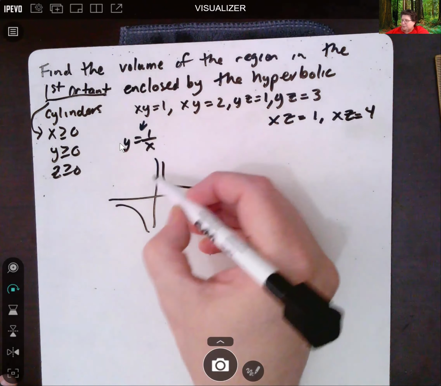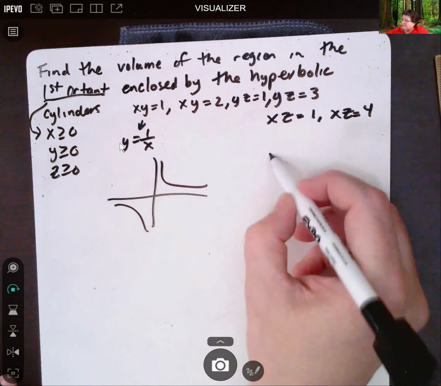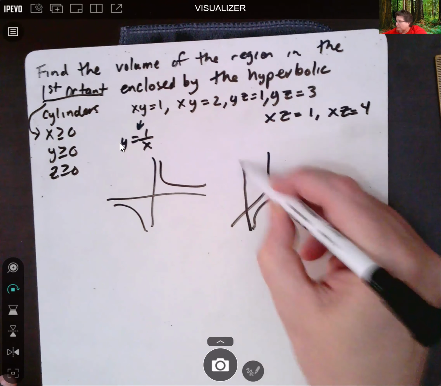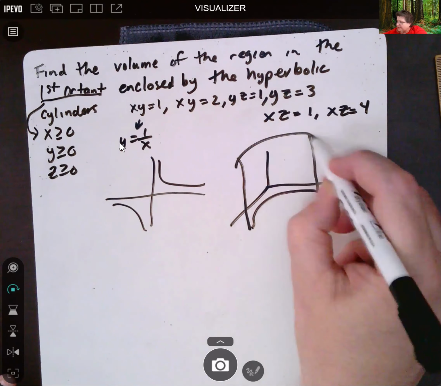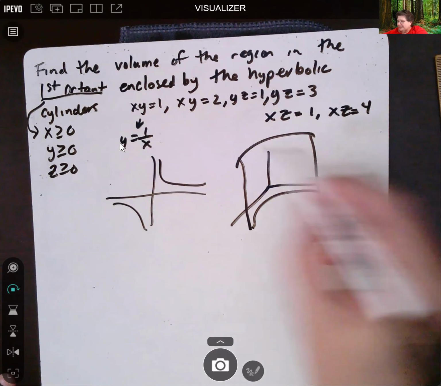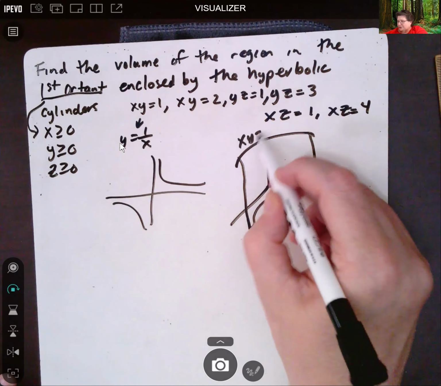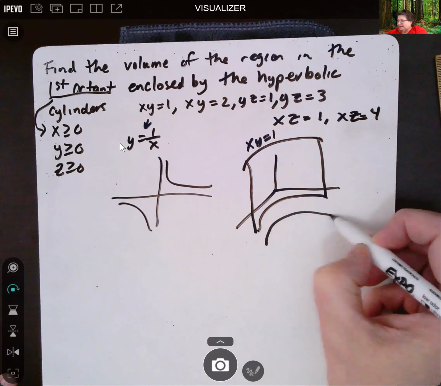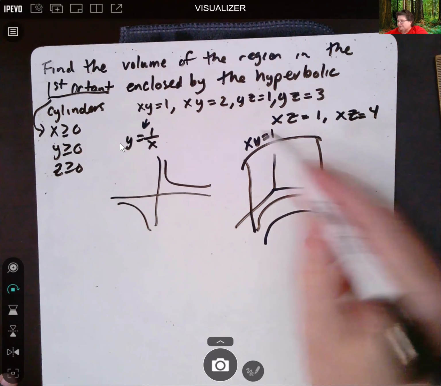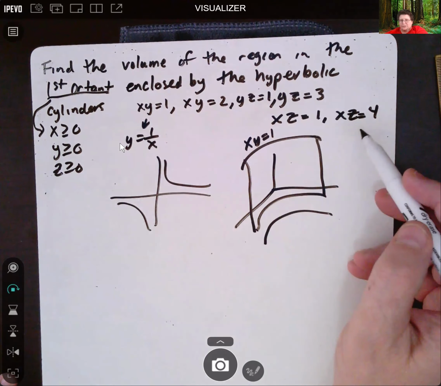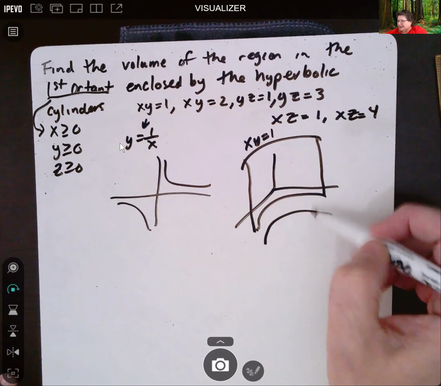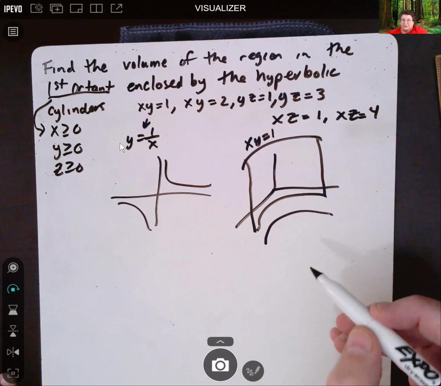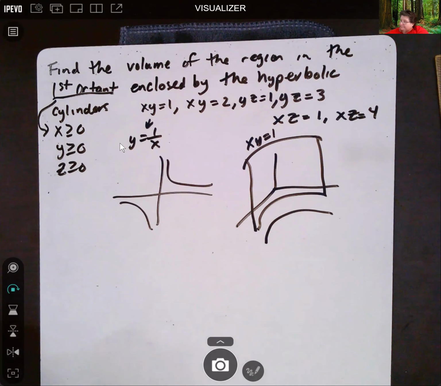Except with the z component, we get something like that, and it's making this curtain. That's the xy equals 1 curtain. xy equals 2 makes another curtain. And then the other four equations all make their own curtains. And so it traps this region in a very weird looking shape that I don't think I can draw by hand.